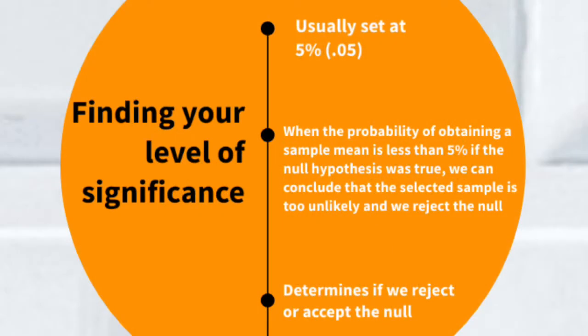For the second step, you are finding your level of significance. The significance level is the probability of a false rejection of the null hypothesis on a statistics test. The level of significance is usually set at 5% or 0.05. When the probability of obtaining a sample mean is less than 5%, if the null hypothesis were true, we can conclude that the selected sample is too unlikely and we reject the null.